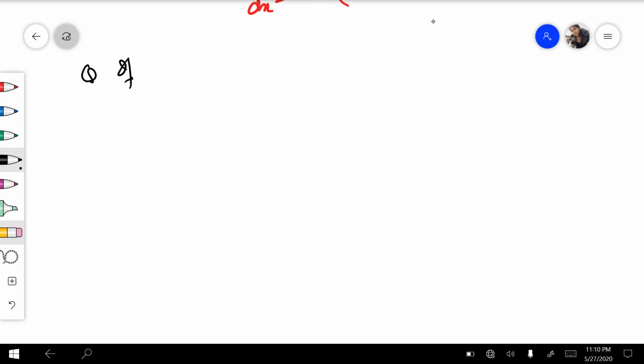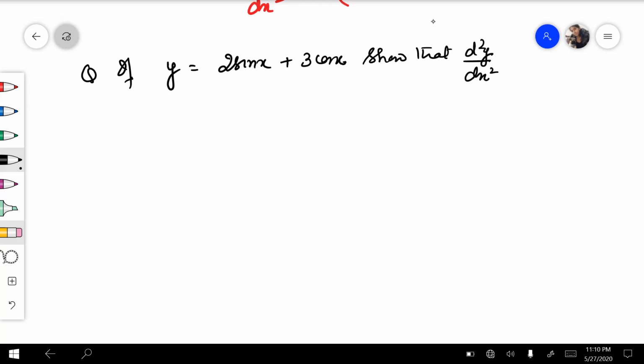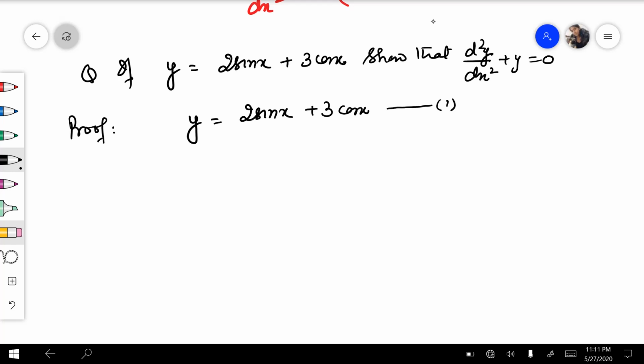if y is equal to 2 sine of x plus 3 cos of x, then show that d2y upon dx square plus y is equal to 0. That is a very simple question. Proof: y is equal to 2 sine of x plus 3 cos of x. For reference, I am taking this as first.